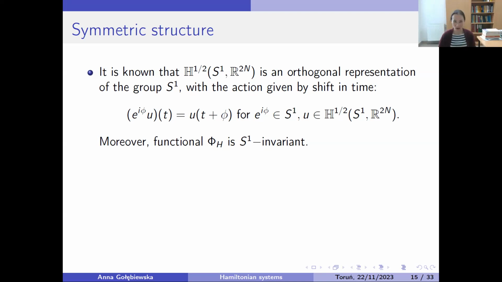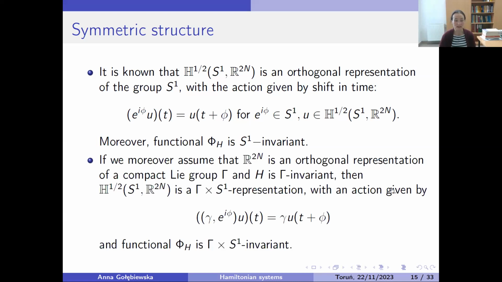So our space is a representation. We have the symmetry of the group S1, and with this action, the functional I have defined for Hamiltonian systems is an S1-invariant functional. But in a lot of systems, we can have more symmetries. It can happen when our phase space is an orthogonal representation of some other compact Lie group, which I set here as gamma.